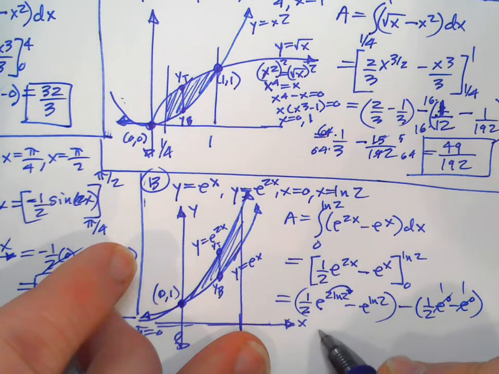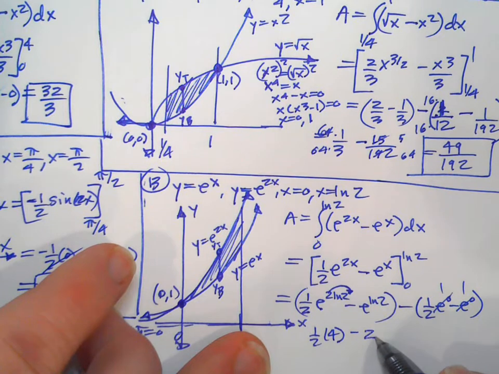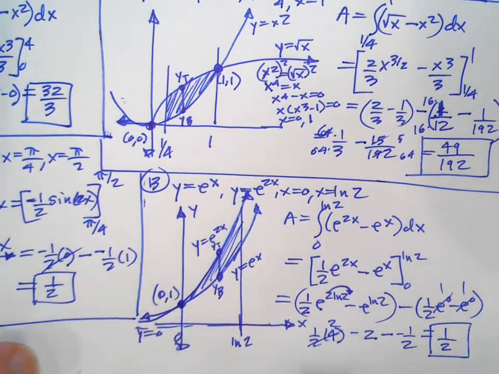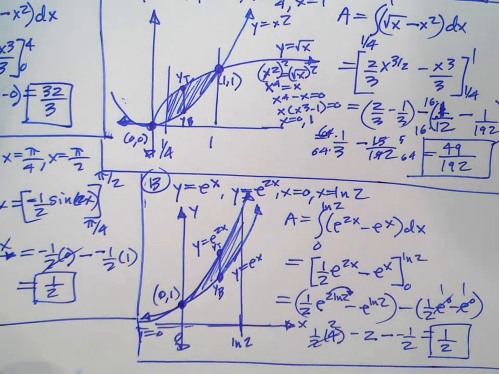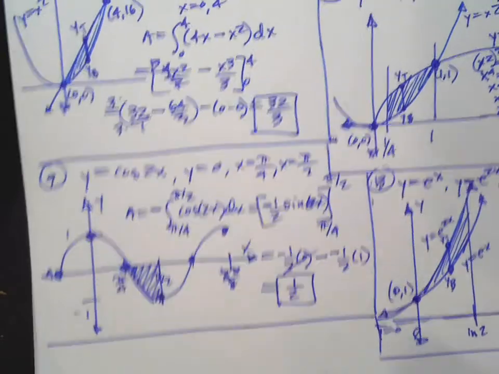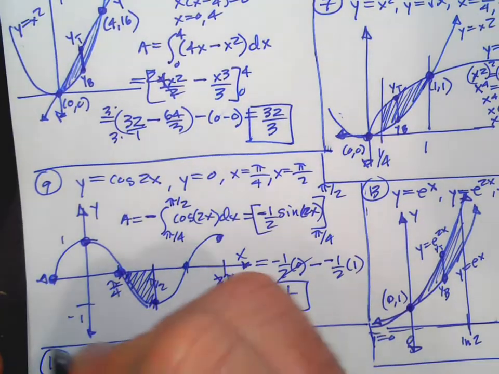So it's 1/2 of 4 minus 2 minus, this is 1/2 minus 1 is going to be negative 1/2. So that's going to be 2 minus 2. Those cancel out, and we get positive 1/2 for the final answer. That's it. 1/2. All right. 17.